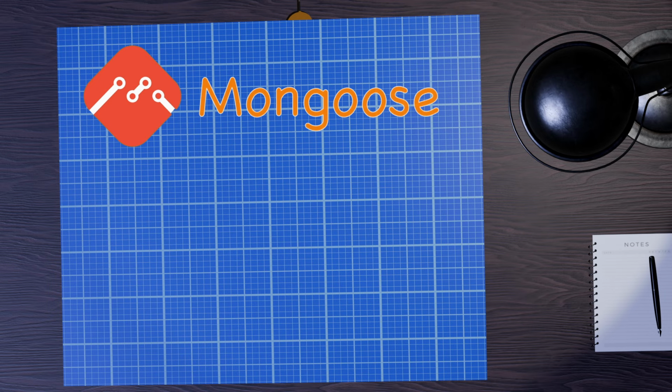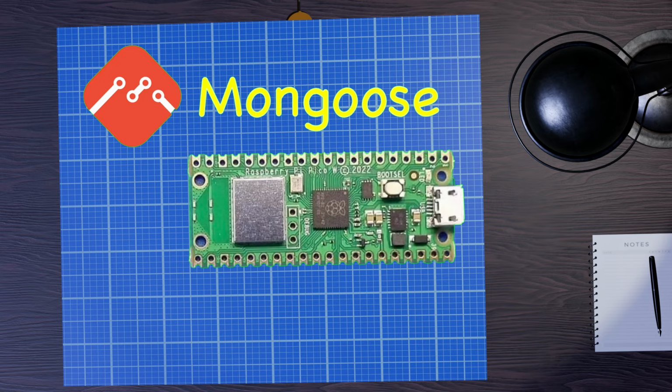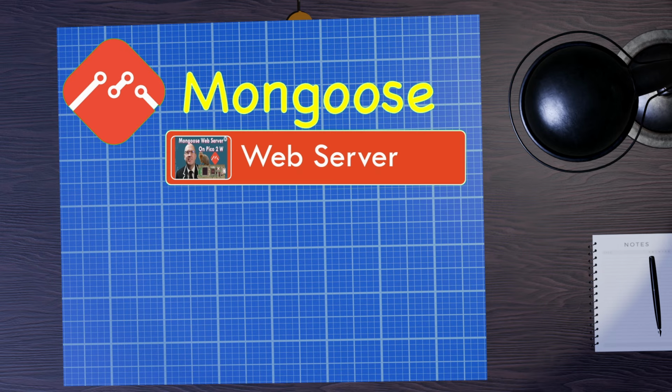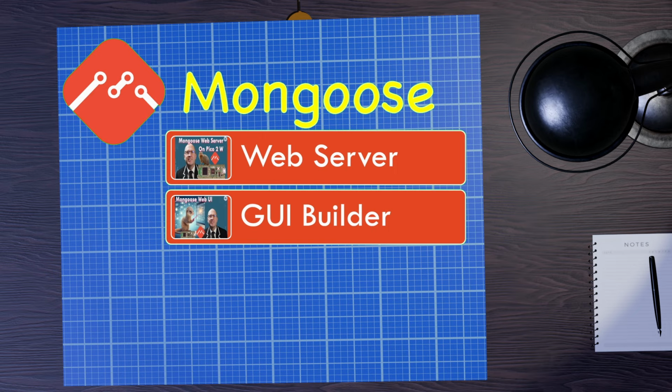Mongoose will run on the Pico W or the Pico 2W, and some of my other examples have been on the Pico 2W, but today we're going to run this on a Pico W. Previously I've looked at Mongoose as a web server and built some demos with that, perhaps a little bit more complicated than I should have. I've also looked at their GUI builder, so we don't have to write our own web pages. We can use their GUI builder to write those web pages for us, and indeed write web services underneath them to link back into our application. That's really quite useful. That's quite a good video.